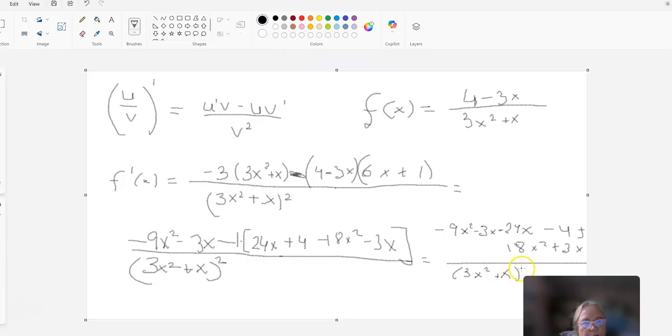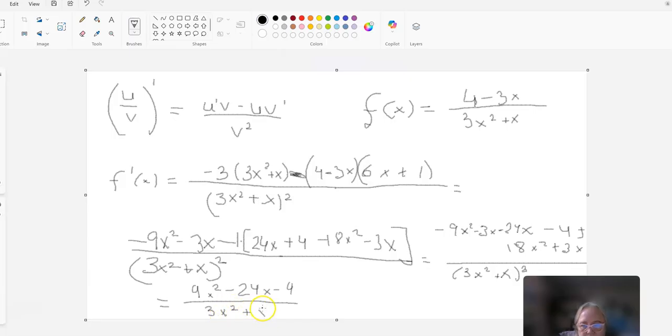Now we need to combine like terms in the numerator. So we have negative 9x squared and we had 18x squared. So it will be 9x squared. We had negative 27x over here plus 3x. So negative 24x. And we had negative 4 here. Now we have 3x squared plus x, squared.